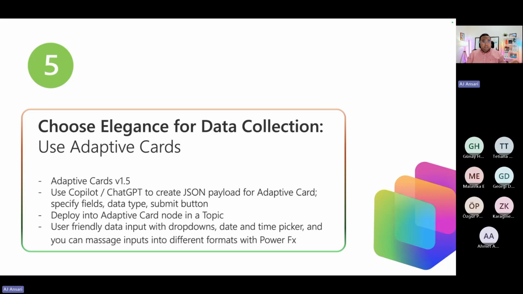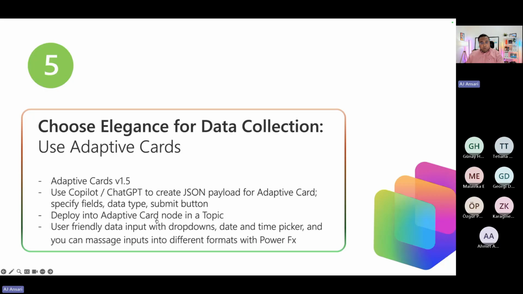Write a simple prompt that says, I need to create an adaptive card that will collect data for the following fields: the display name, the credit limit, and tell what each data type is for the field, the 5 or 6 you need, and add a submit button. And give me the JSON payload. As soon as you do that, it's going to give you that, and you're going to copy and paste that into an adaptive card node.